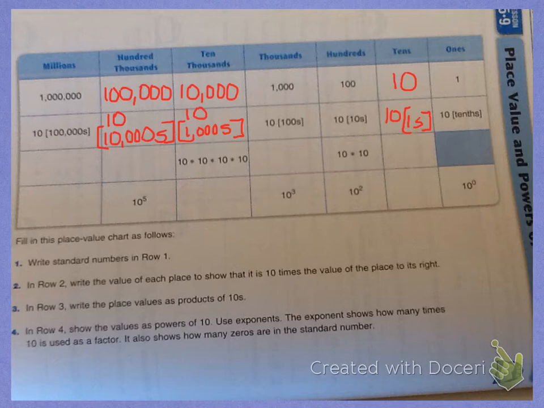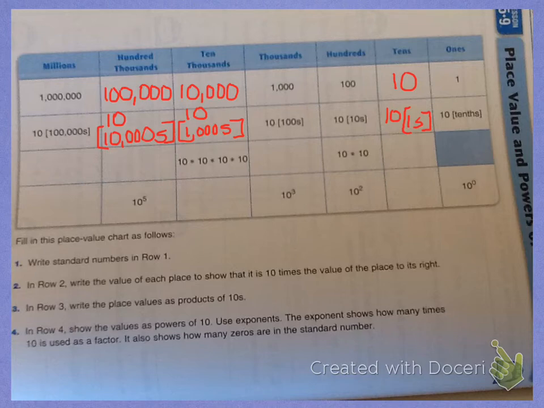So let's look at the examples that they did for us. In the 10,000s column, they wrote 10 times 10 times 10 times 10. If we take 10 times 10, we get 100, right? 100 times 10 gives us what? 1,000. 1,000 times 10 gives us our 10,000. Okay, if we look at the hundreds, they have 10 times 10, which gives us 100.